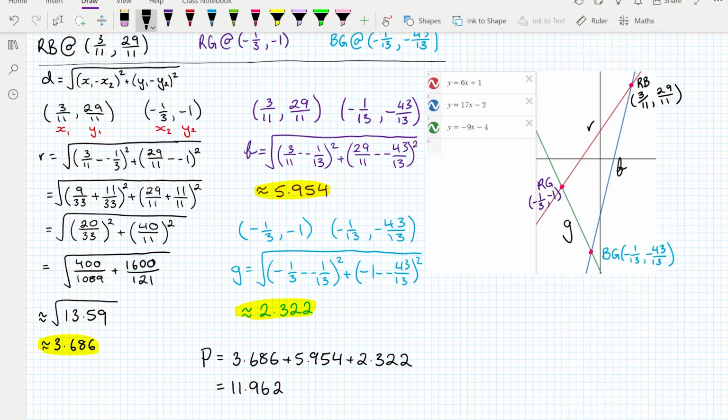11.962. And it's very tempting to put centimeters or meters here, but because we haven't specified any units and we're just working off a graph, it's just assumed that it's units. So 11.962 is the perimeter of that triangle given by the intersection between those three lines.